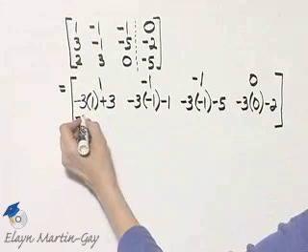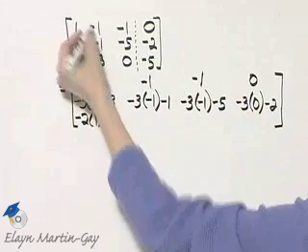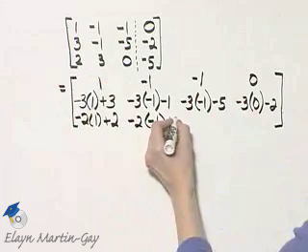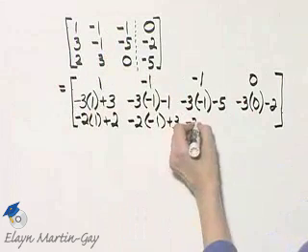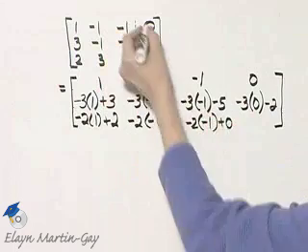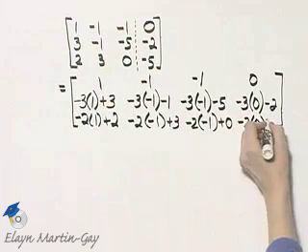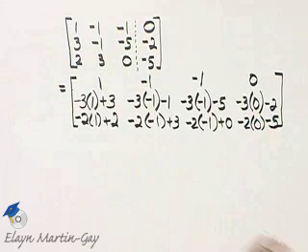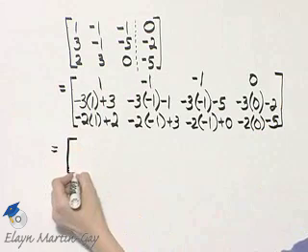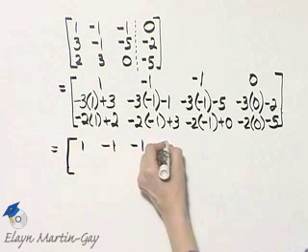So -2 times 1 plus 2, -2 times -1 plus 3, -2 times -1 plus 0, and then -2 times 0 plus a -5 or -5. Let's go ahead and simplify this. This is now 1, -1, -1, 0.